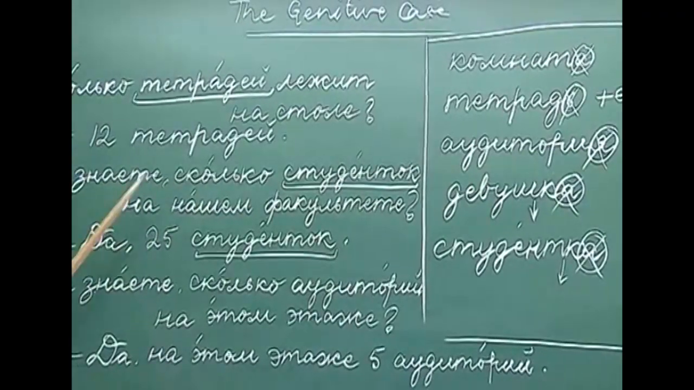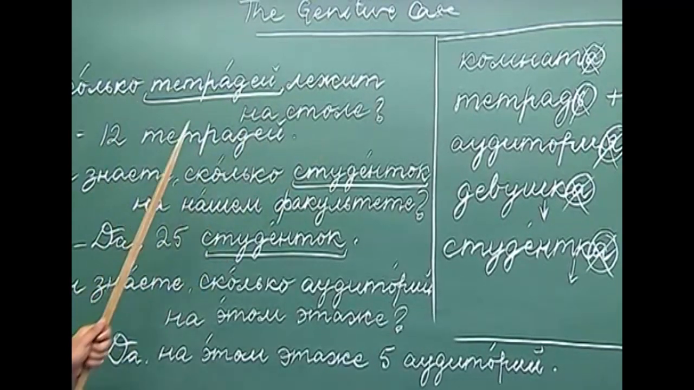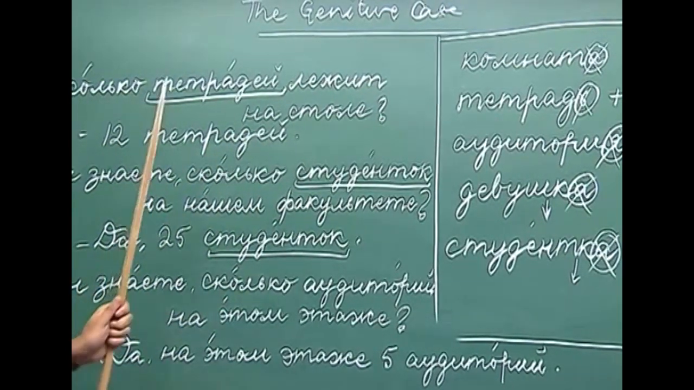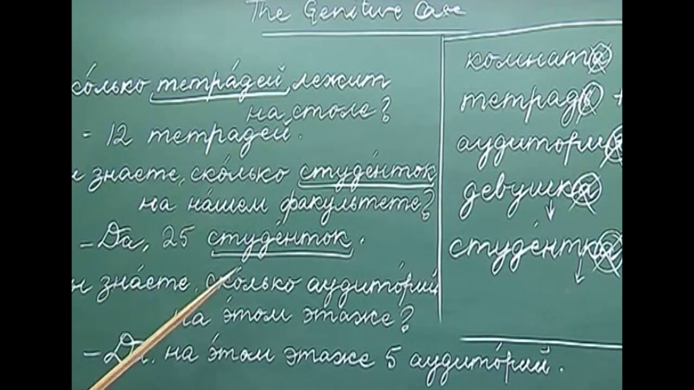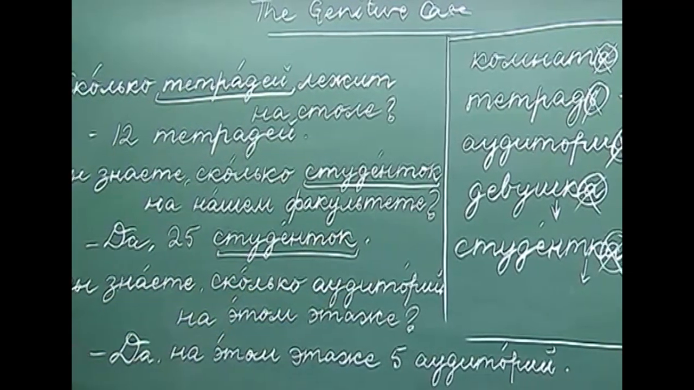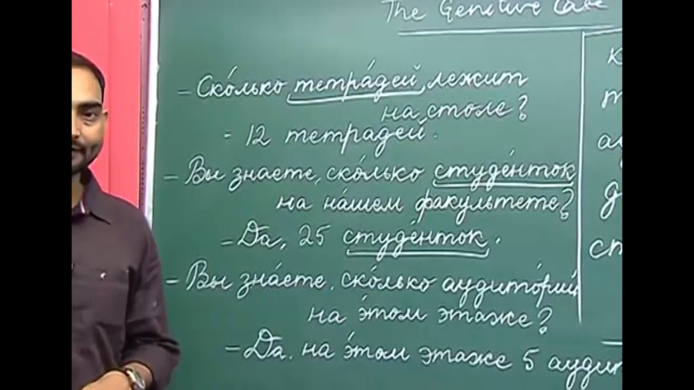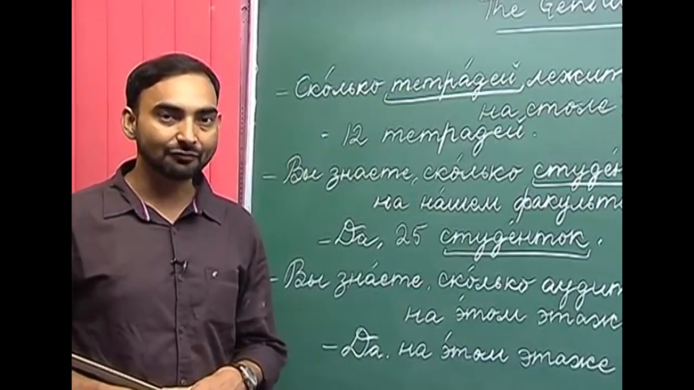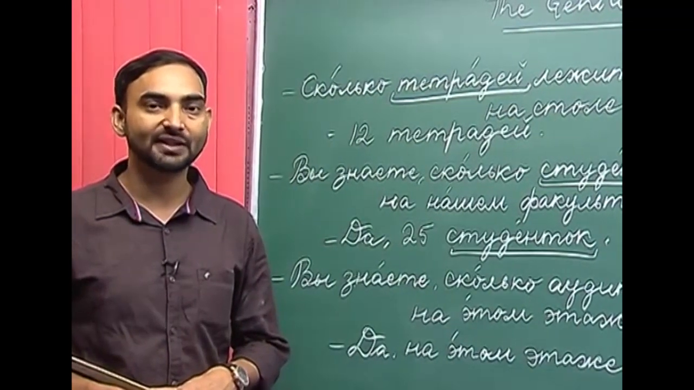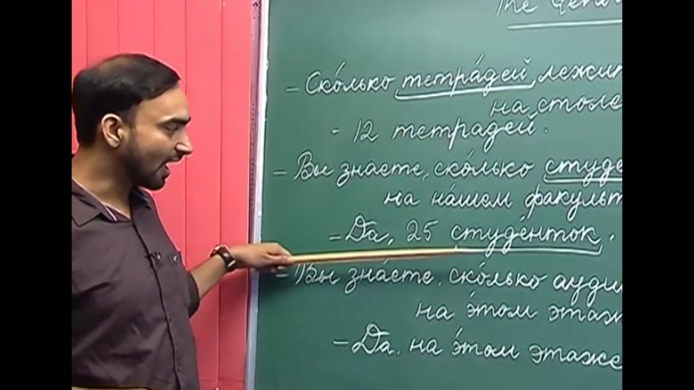Da yaznayu skolka studentak na nashem fakultete. Na nashem fakultete 25 studentak. So after the cardinal number 25, we have to use the genitive plural form of the noun. So that is how we have answered.